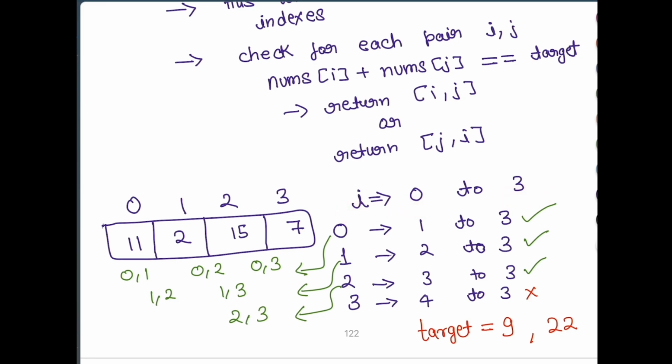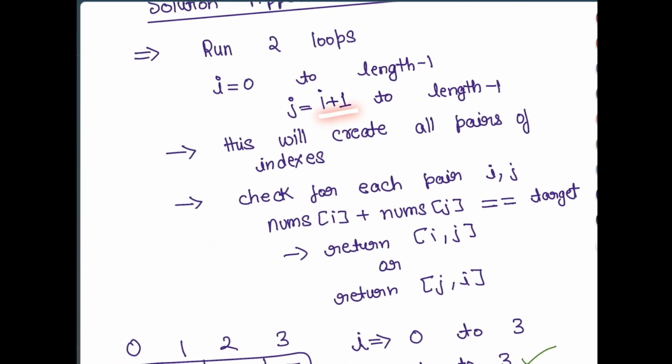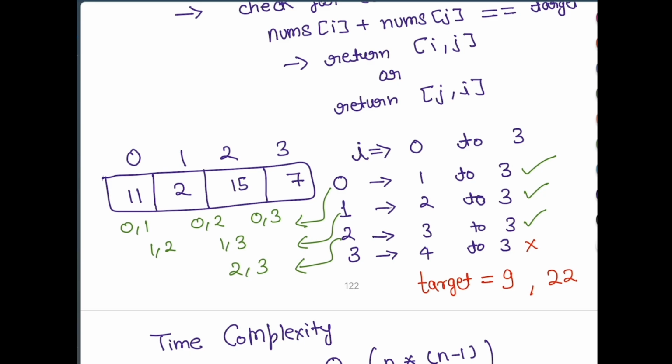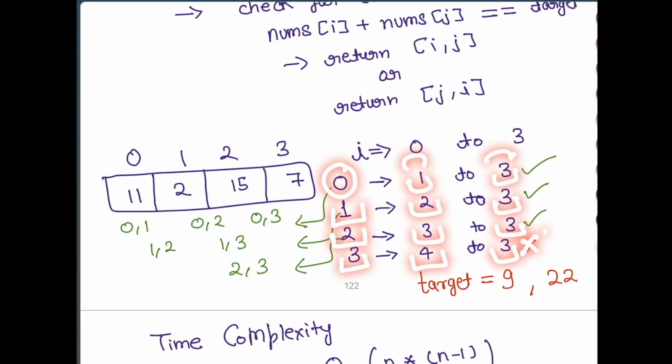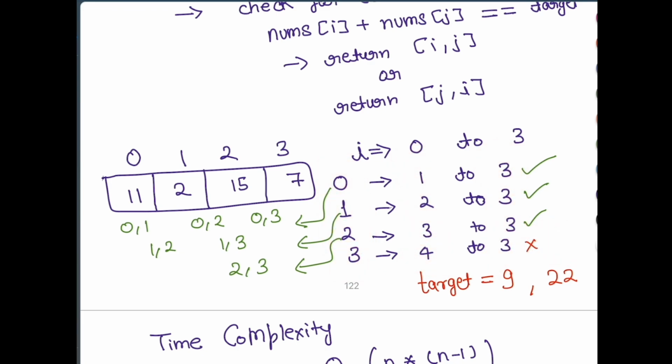Inside every loop, for every value of i, 0, 1, 2, 3, we need to run another loop, which runs from i plus 1 to length minus 1. So when i is equal to 0, it will run from 1 to 3. This will be the value of j: j will be 1, 2, 3. Then when i is 1, j will be 2 to 3. When i is 2, j will be 3 to 3. And when i is 3, j will start from 4 to 3, and this is not a valid loop, so we are not going to process this last one.